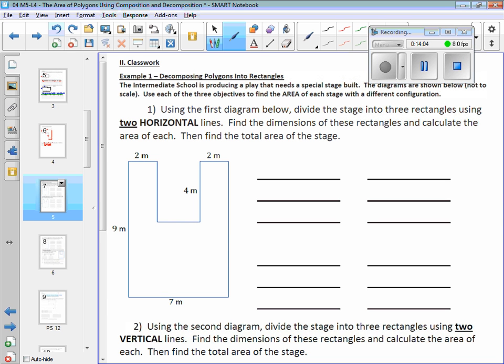Show me what you want. You get first pick. Okay, let's do it this way. Now you can break it up. We'll do it horizontally first.